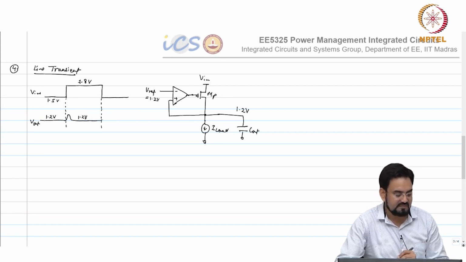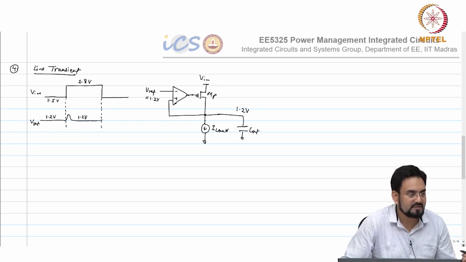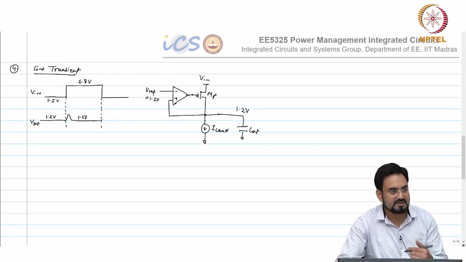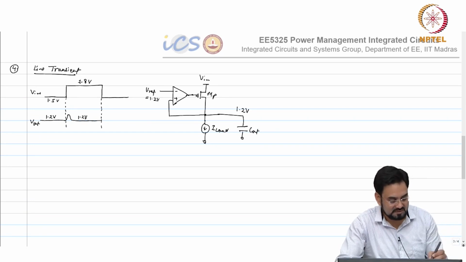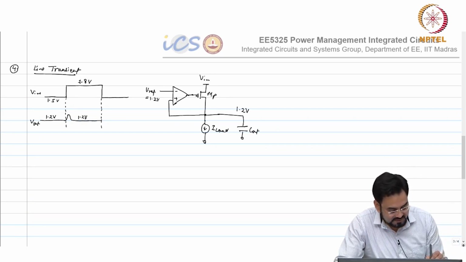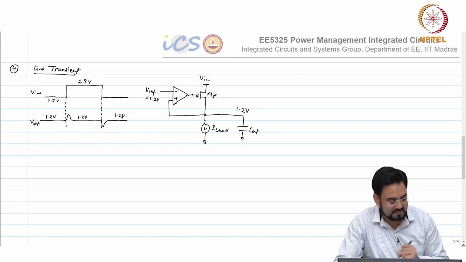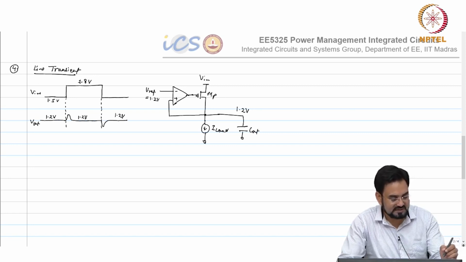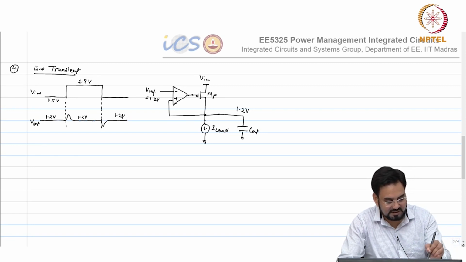Now same thing will happen when it goes from 1.8 to 1.5 volt. Now we are reducing, so output voltage has to reduce. So this will go low and then try to recover. Okay. So you will see a transient here, undershoot and overshoot.